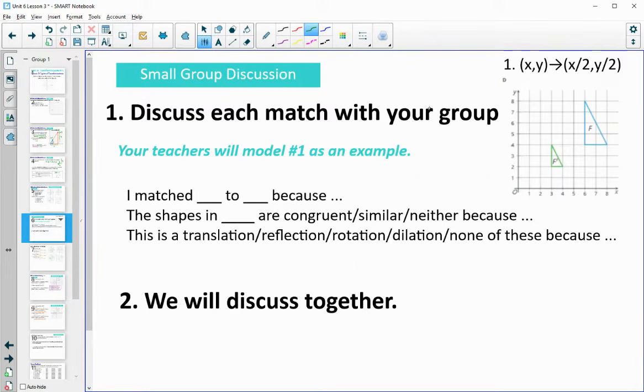All right, so we're just going to discuss this. Again, if you're at home, you'll just discuss it with yourself, or if you can phone a friend and discuss it. But let's discuss each match. So I've matched problem number 1 for you. So rule number 1, which was XY maps to X divided by 2 and Y divided by 2. So the X coordinate and the Y coordinate are both dividing by 2 in each one.